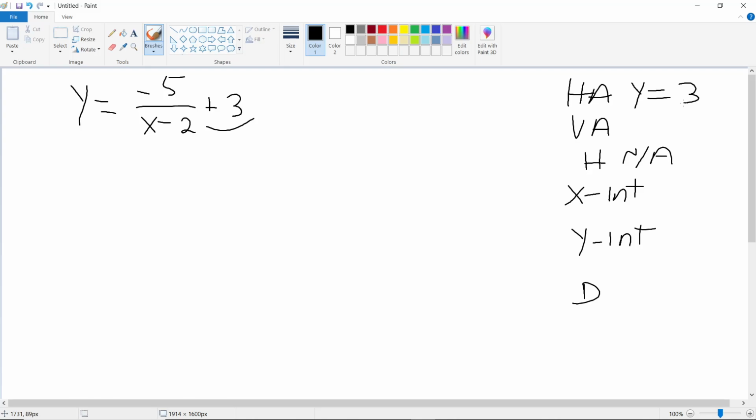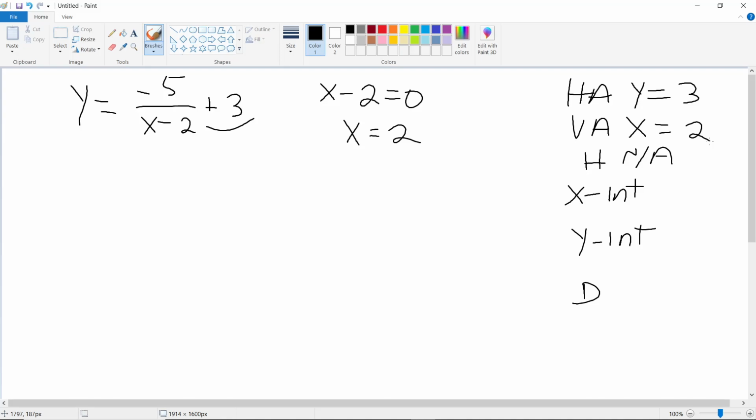Vertical asymptote, whatever makes the denominator 0. I should have circled the whole thing. X minus 2 equals 0. X equals 2. So vertical asymptote, x equals 2.